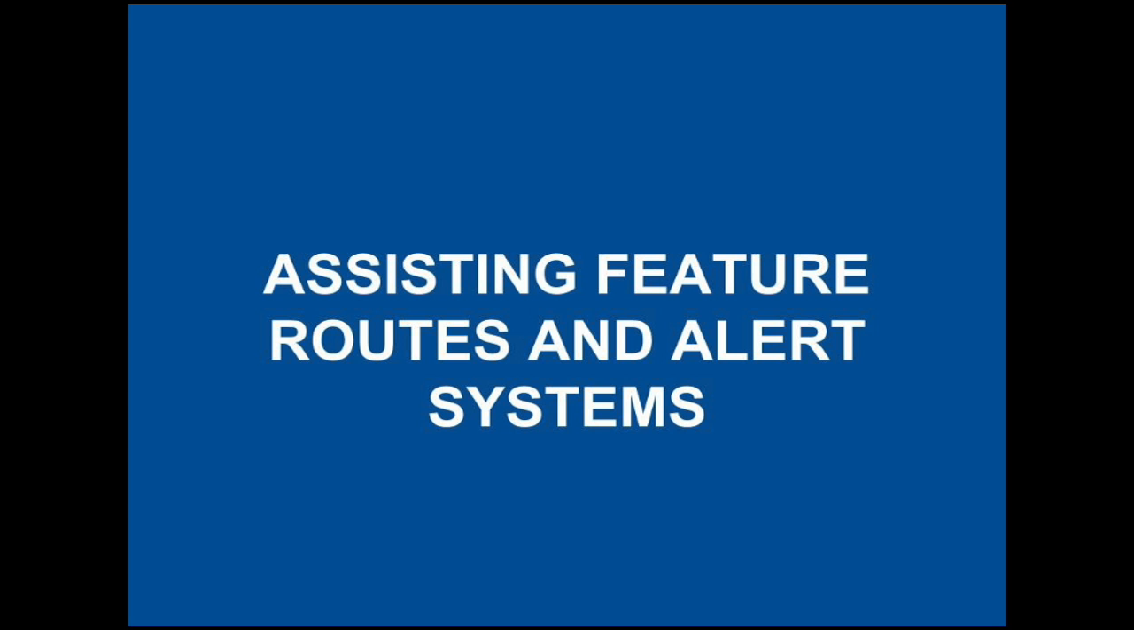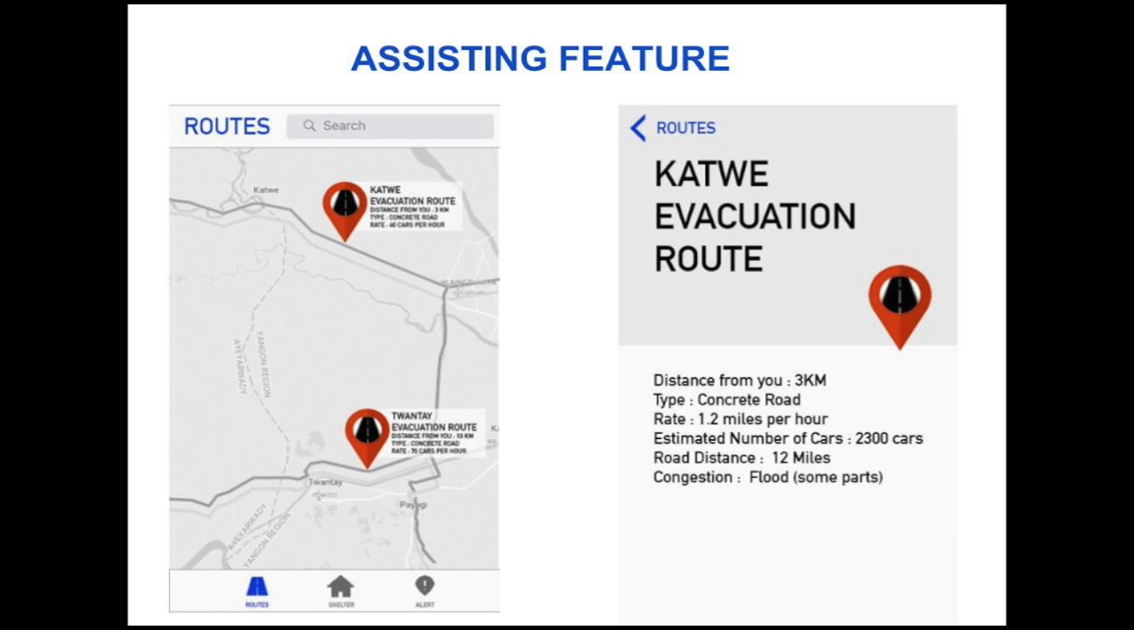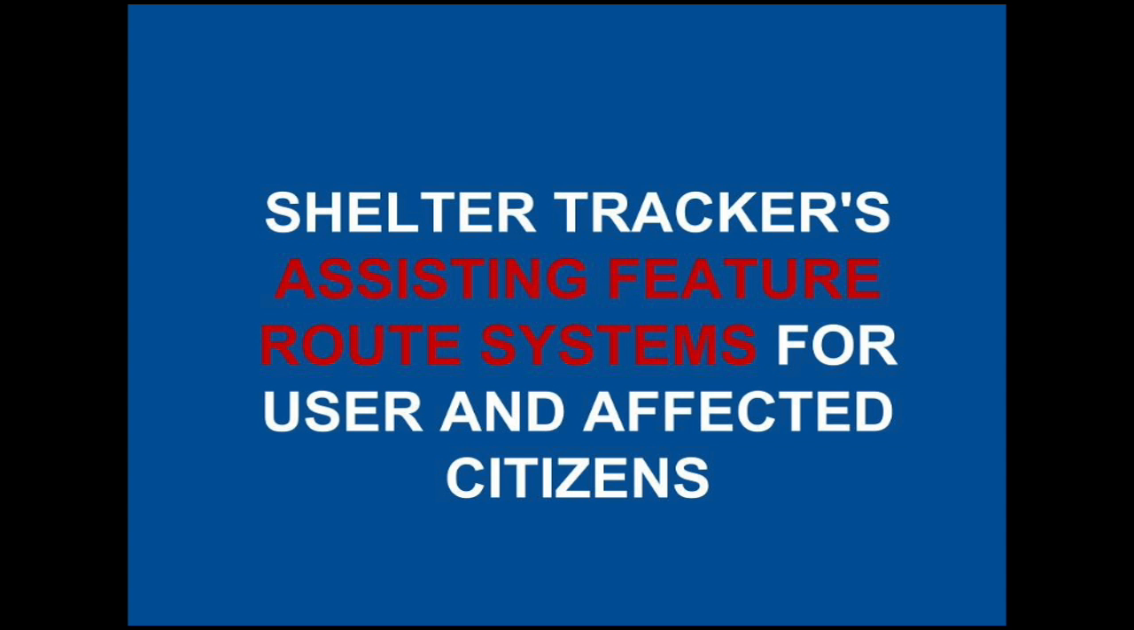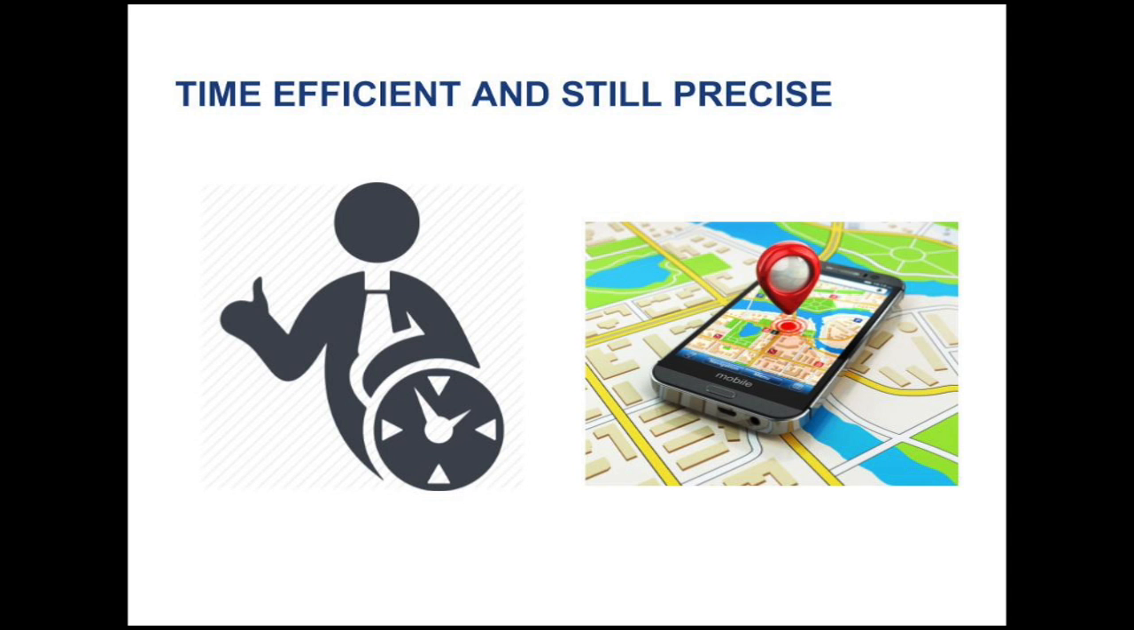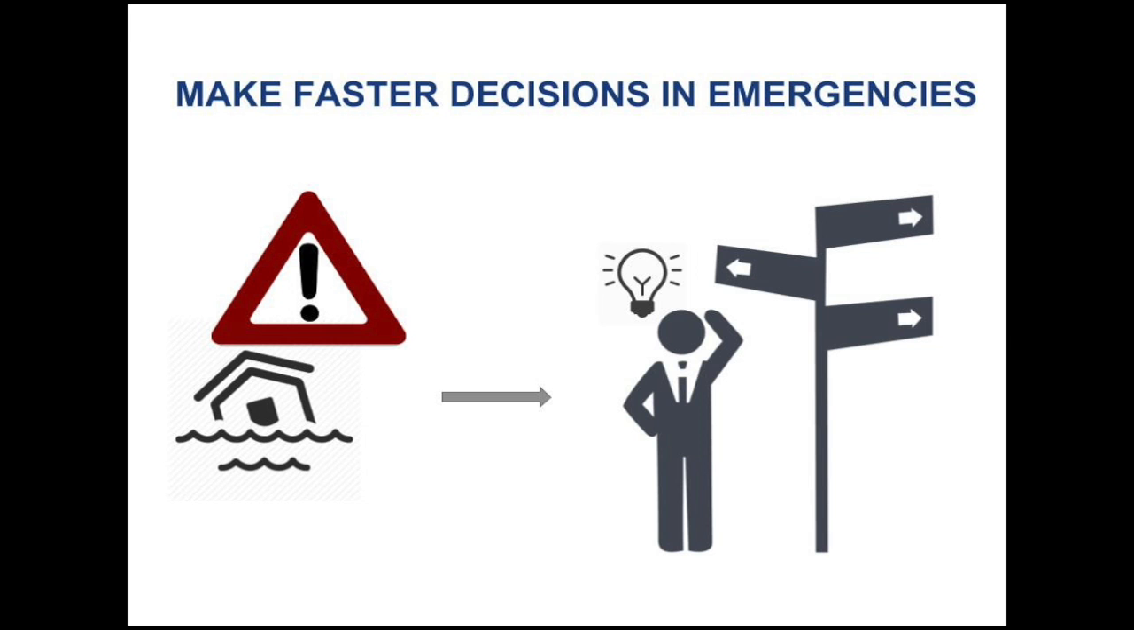Shleter Tracker's assisting feature also provides information of the logistics on evacuation routes using the route system for the users and affected citizens. The route system in the interactive application will allow people to evacuate by choosing the closest evacuation route. This gives the users a shorter time to reach their destination, saving their time, yet still provides precise information. With the route system, people know the traffic and the congestion of evacuators and thus can make decisions early in times of emergency cases. They would not have any delay.